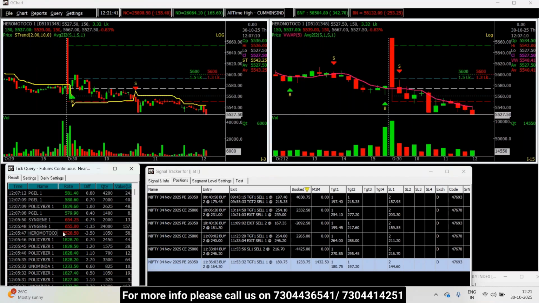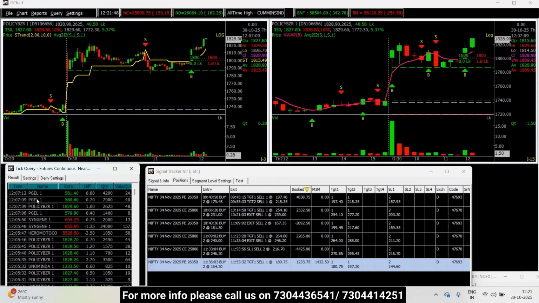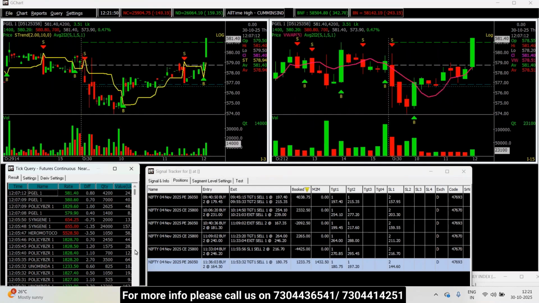You can see, right? The red indicates the complete downtrend or the sell signals. The green indicates the uptrend or the buy signals. Price action breakout, we call it simply as a tick query.